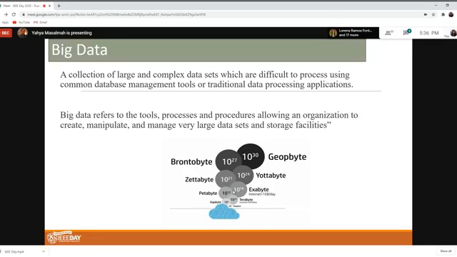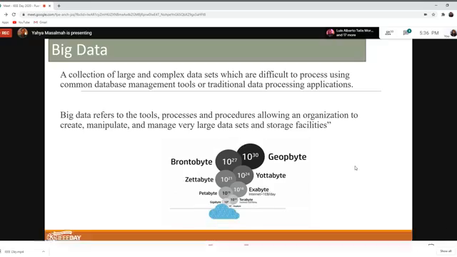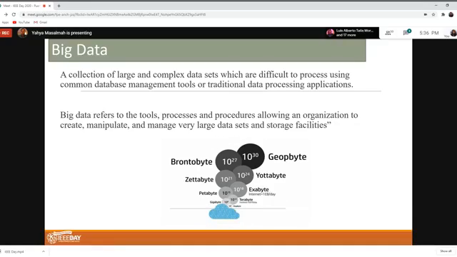So if we want to define big data, we mean a collection of large and complex data sets, a combination of size and complexity, which are difficult to process using common database management tools or traditional data processing applications. When we say big data, we refer to tools, processes, and procedures allowing an organization to create, manipulate, and manage very large data sets and storage facilities. So it's not just a matter of counting how many bytes or how many trillions of bytes we have. It's a matter of what are the consequences of having access to this data.